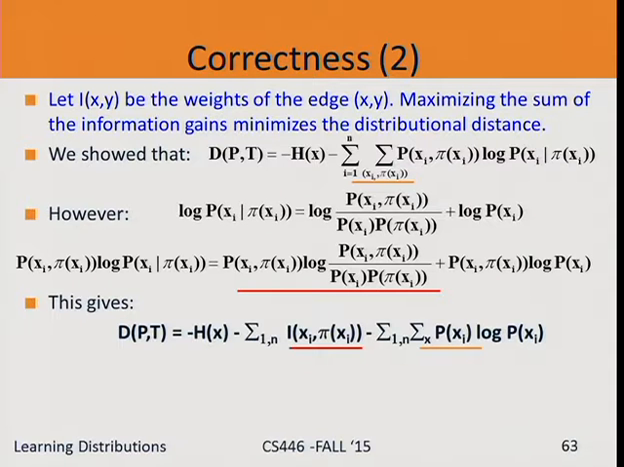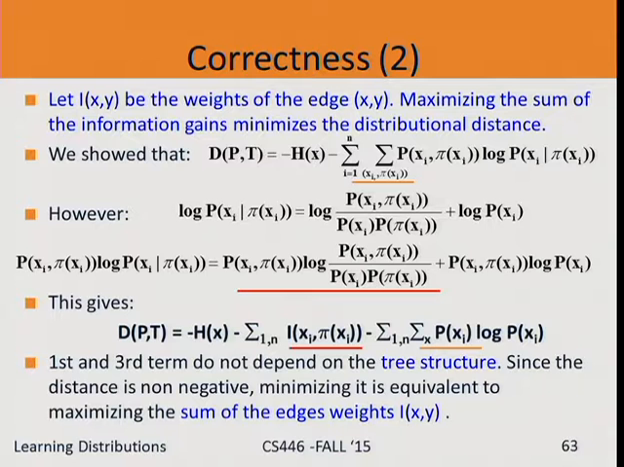But notice this. The important thing is that once I do this, what do I get? I get that the distance between the two distributions has these three terms, but only the middle one depends on the tree, on the structure of the tree. The other two depend on P, but not on the tree itself, which means that minimizing this is equivalent to maximizing this, the middle term here, the only one that depends on our structure, which means maximizing the sum of the edge weights, which is the sum of the I of xy.